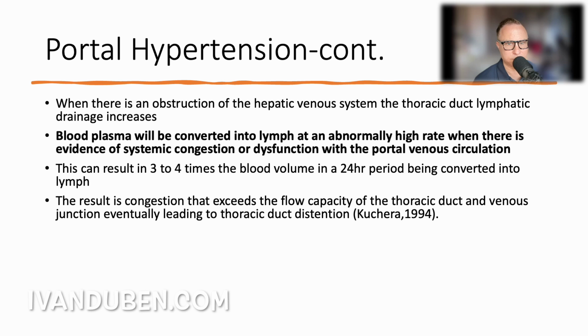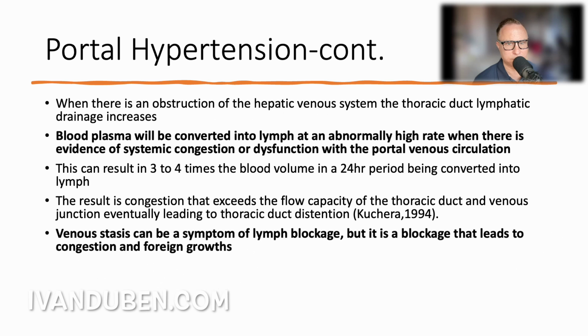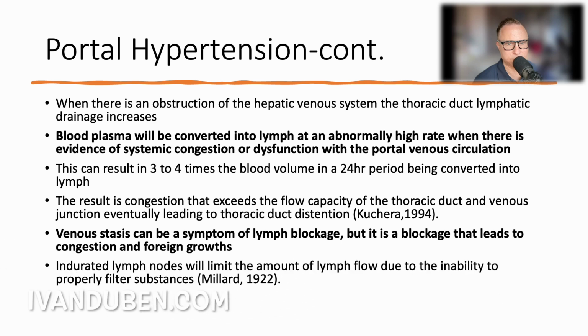The result is congestion that exceeds the flow capacity of the thoracic duct and venous junction, eventually leading to thoracic duct distension. Venous stasis can be a symptom of lymph blockage, but it is a blockage that leads to congestion and foreign growths. Indurated lymph nodes will limit the amount of lymph flow due to the inability to properly filter substances.